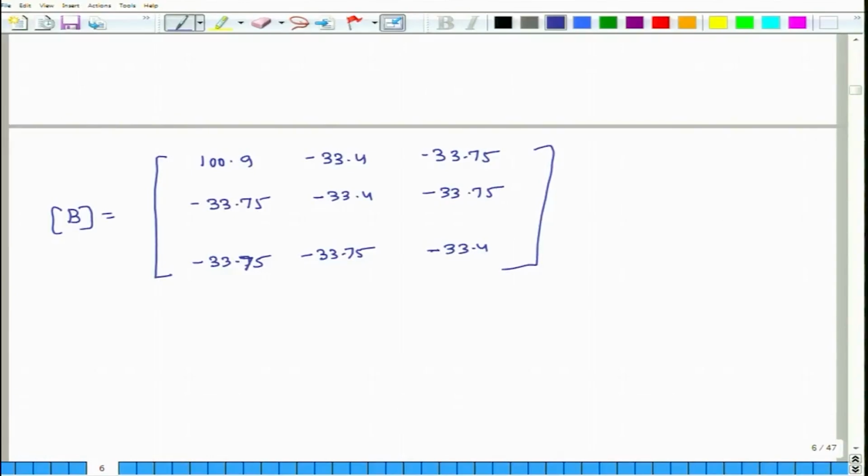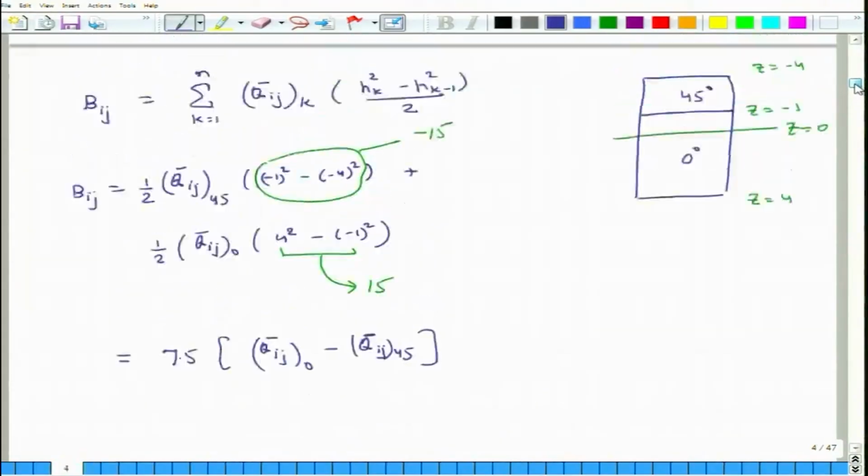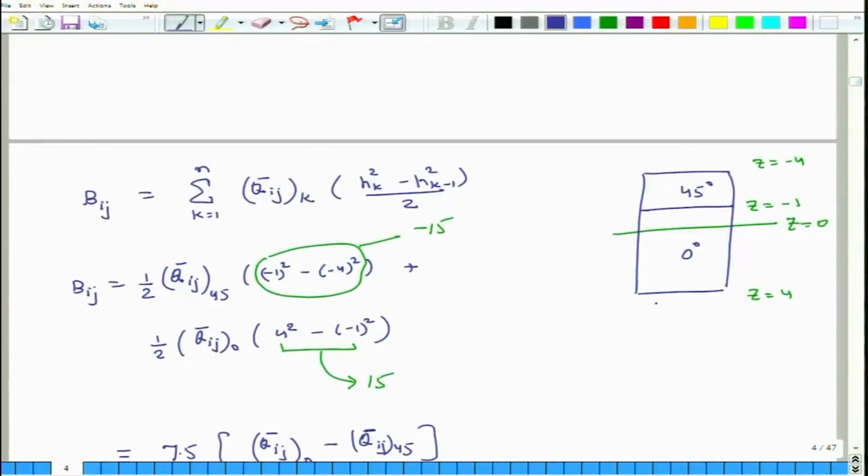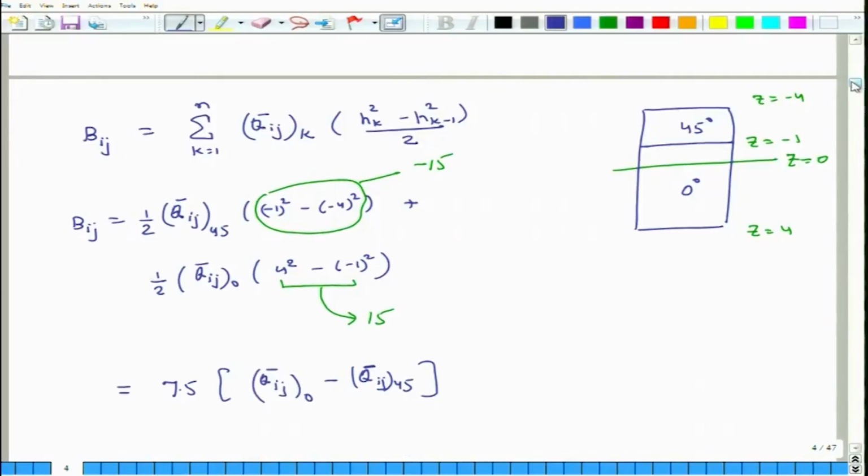So, B is non-zero because in our material system the lamination sequence is not symmetric. The top layer is 45 degrees, the bottom layer is 0 degrees, and the mid plane is passing through the 0 degree layer, so the system is not symmetric. So, B has to be non-zero. Okay. It is just two layers, top layer is 45 degrees, bottom layer is 0 degree layer.